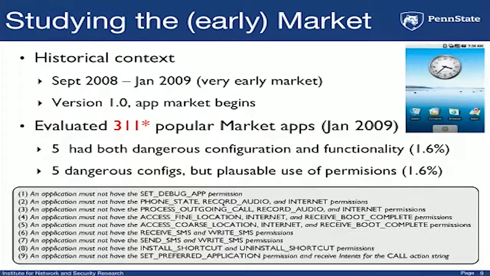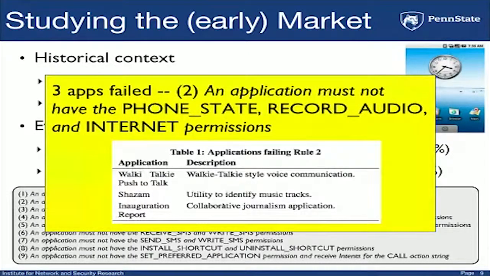And basically what we learned is that at the beginning of the market, we didn't really see people immediately using dangerous permission sets. But what we did see is a few applications with some seriously dangerous permission sets. For example, phone state, which means the application is notified when a phone call comes in or a phone call goes out, plus record audio and internet permissions. And really this set of permissions has the ability to eavesdrop on all of your phone calls. And so we saw this in a couple applications. Some of them seem sort of quasi-legit, something like Shazam, but there were other applications that made absolutely no sense. So we did find some vulnerable or dangerous applications at the very outset of the market.